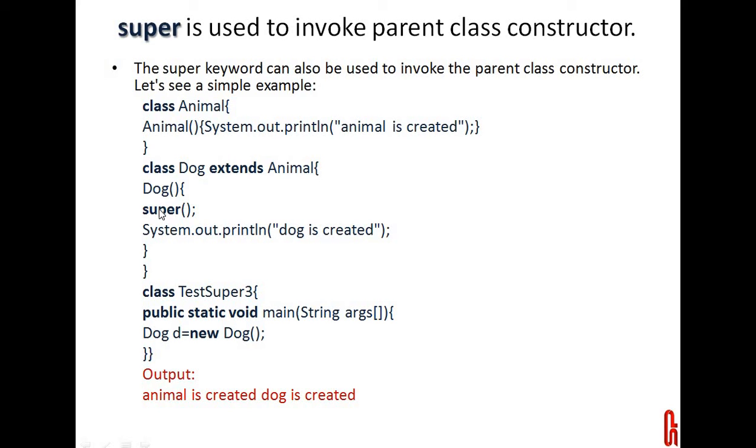There is one super reference or super call that will display animal is created, and immediately after that dog is created. Okay, here this super will invoke the super class constructor. So system.out.println animal is created is displayed first, or this command is executed first. Immediately after executing this particular constructor, the next statement is executed, system.out.println dog is created. See the output, animal is created, dog is created.